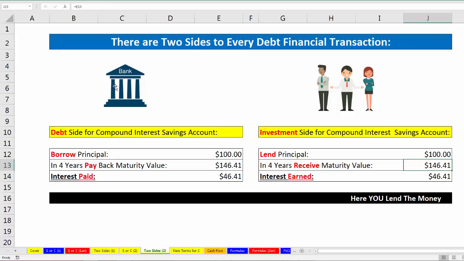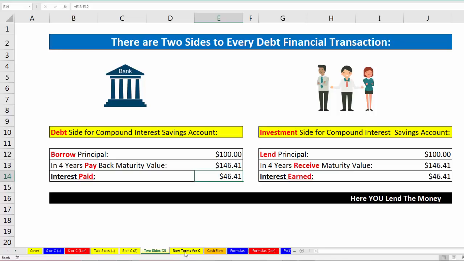Here's the bank. Even though you deposited the money, it's debt. Actually, the bank, when you put money into the bank, they have to record it as debt. They actually owe you the money. The debt side for the compound interest savings account, the bank borrows the principal of 100. In 4 years, they pay back the maturity value or future value, and there's the interest paid, $46.41.